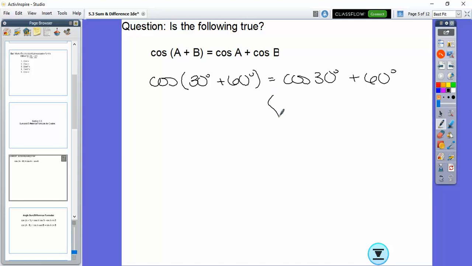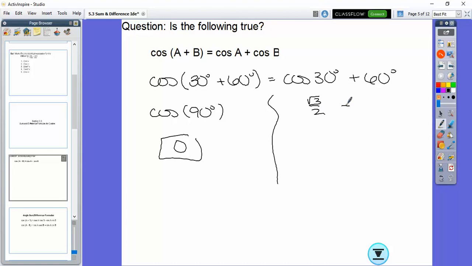If I worked each of these out, 30 plus 60 is 90. Cosine of 90, if we did our hand trick, is 0. Over here, cosine of 30 from the hand trick is radical 3 over 2. Cosine of 60 is radical 1 over 2, or 1/2. So are these equivalent? No. So with our trig functions, you cannot distribute that trig function.